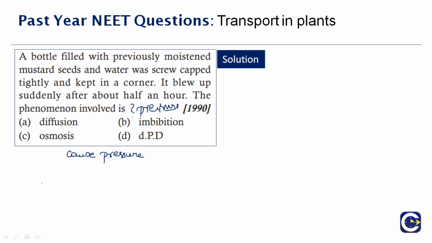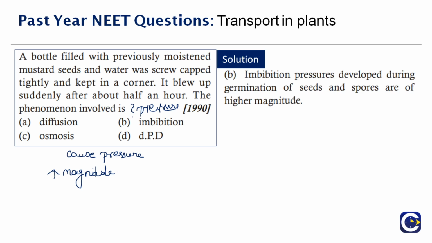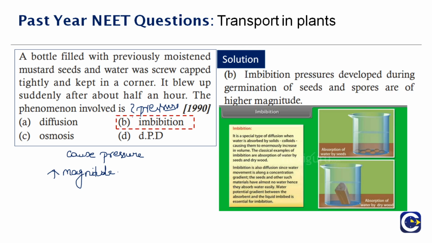Imbibition pressure developed during the germination of seeds and spores is of higher magnitude. That is why the bottle cap gets blown off by the pressure exerted from the seed. Therefore, the correct answer to this question is imbibition, option B. Now on your right side, you can see a picture which clearly tells you what imbibition is. You are given 2 examples there: absorption of water by seeds and absorption of water by dry wood.